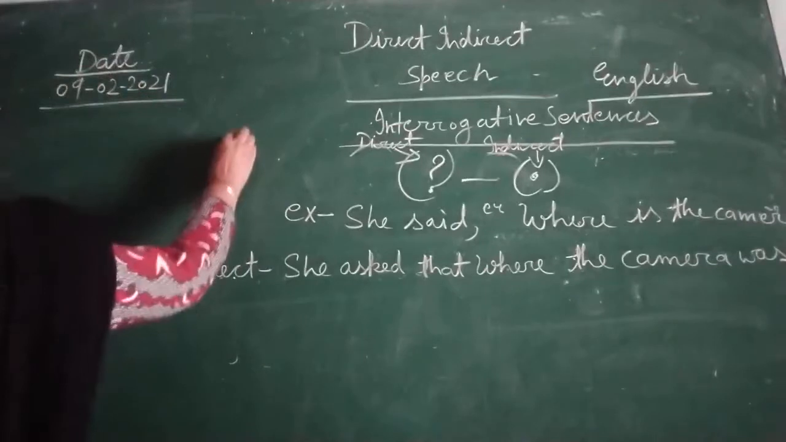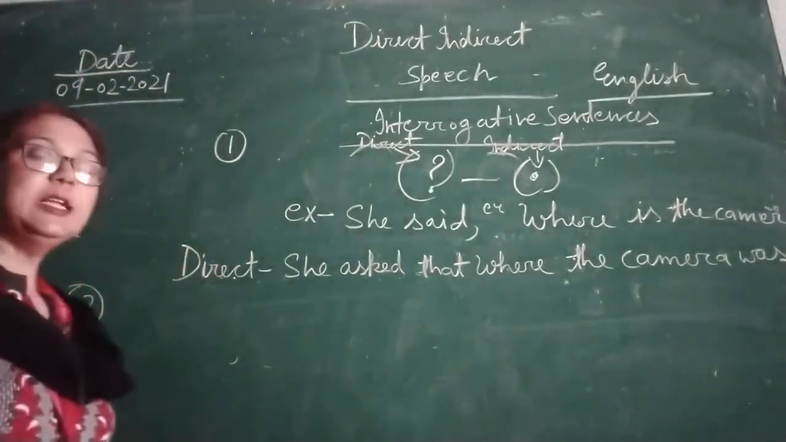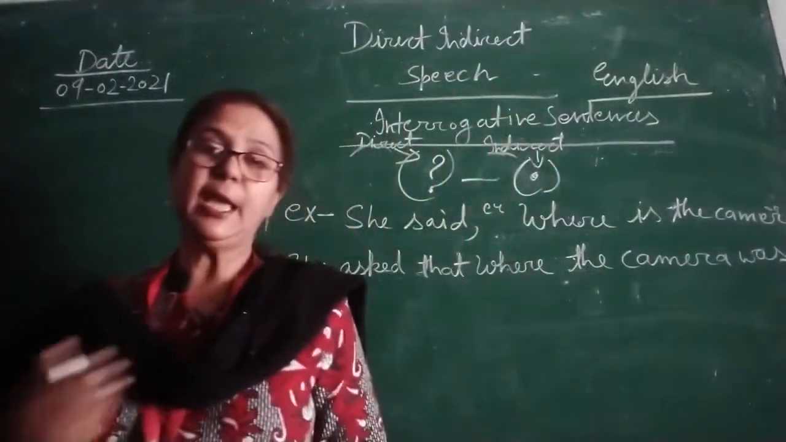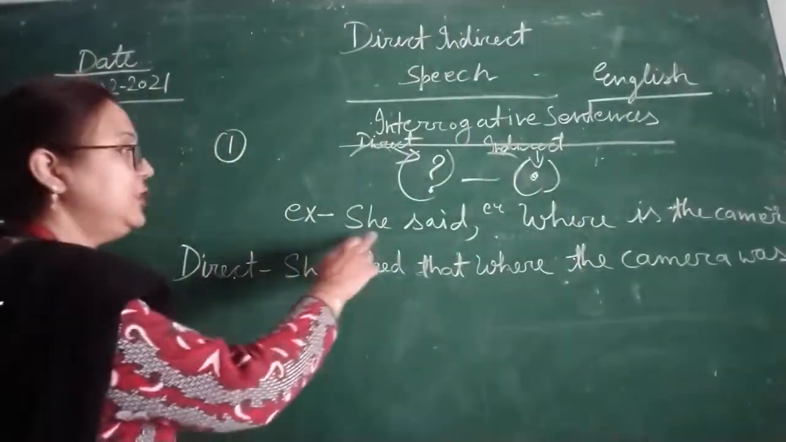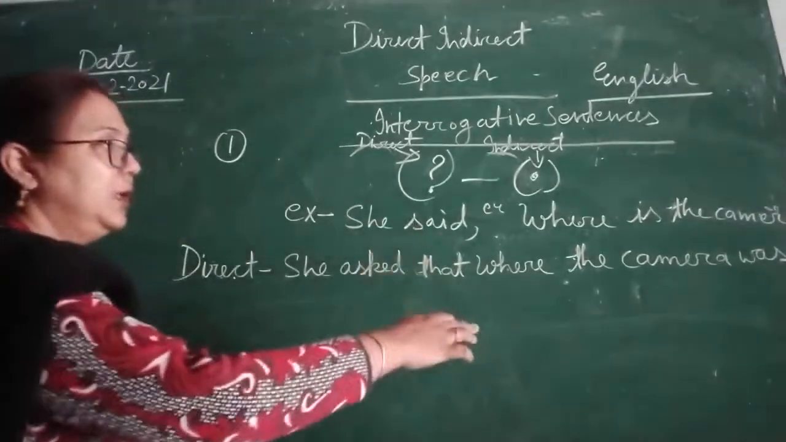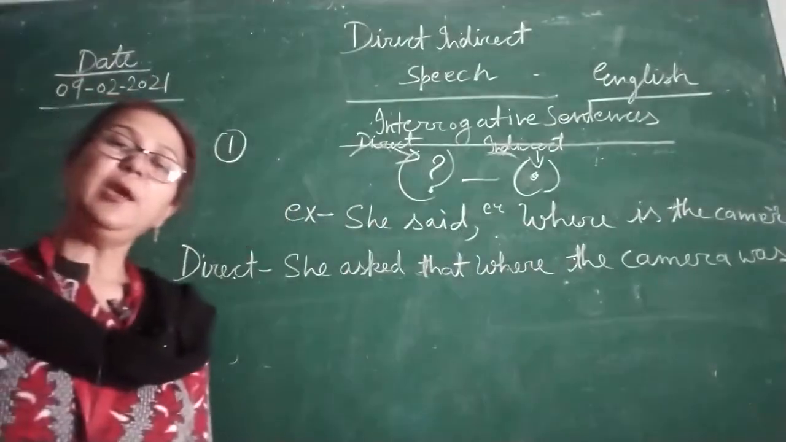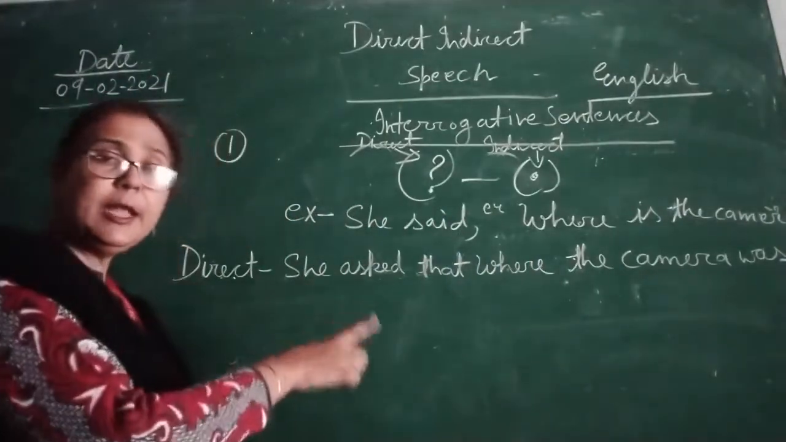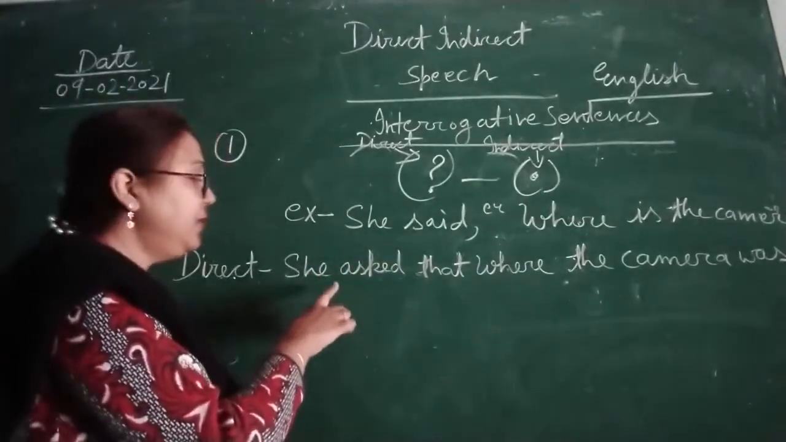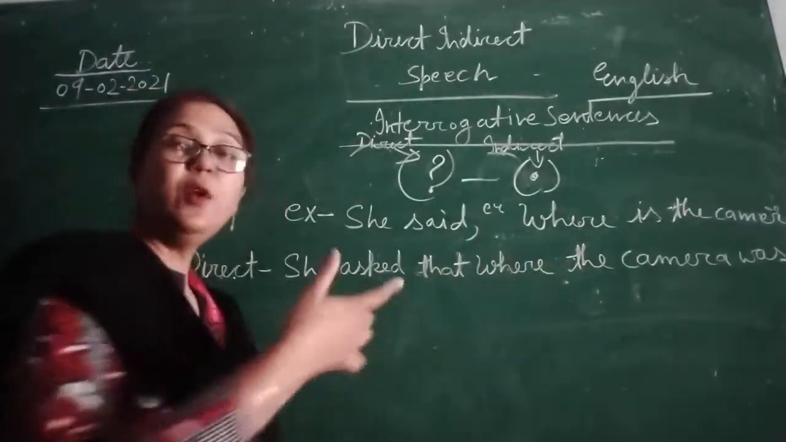Now we will discuss the second rule also. When we are asking a question in indirect speech, as we have seen in the first sentence, she said, where is the camera? It means after the reporting verb, the question will start. Now, in indirect speech we are writing asked, because this is a question, that is why we have used she asked. She asked that where the camera was.